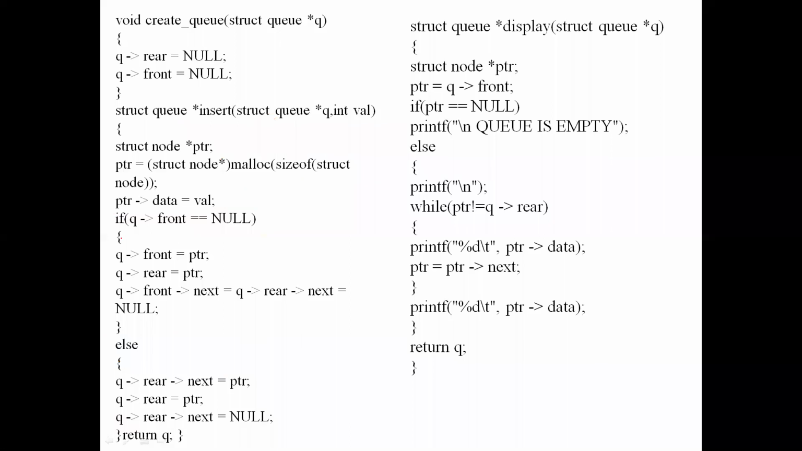So the first part is creating a node. That new node is stored in the pointer variable. The second part is checking if front is null, if there is no element in the queue. If there is no element, you have to do this operation, what we discussed in the algorithm. Same thing.